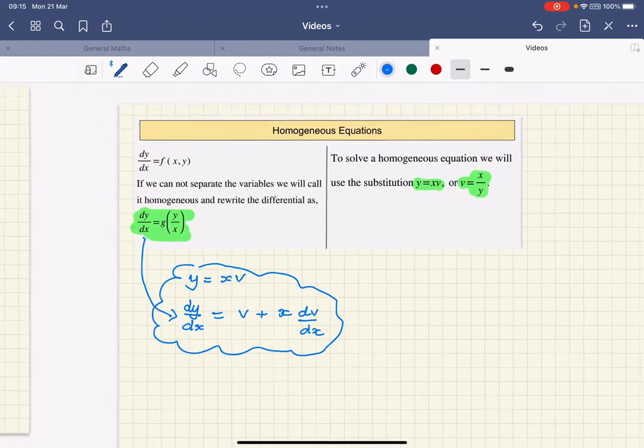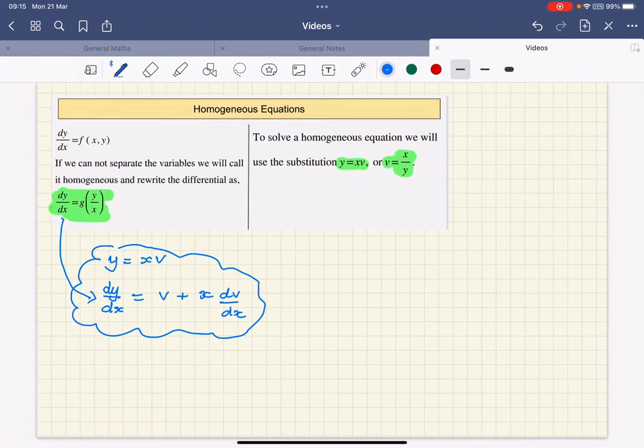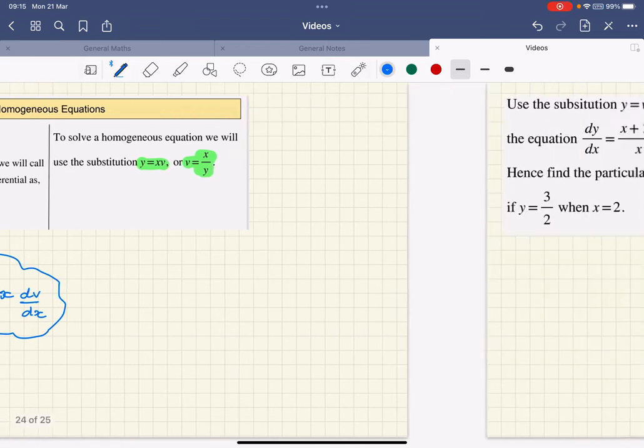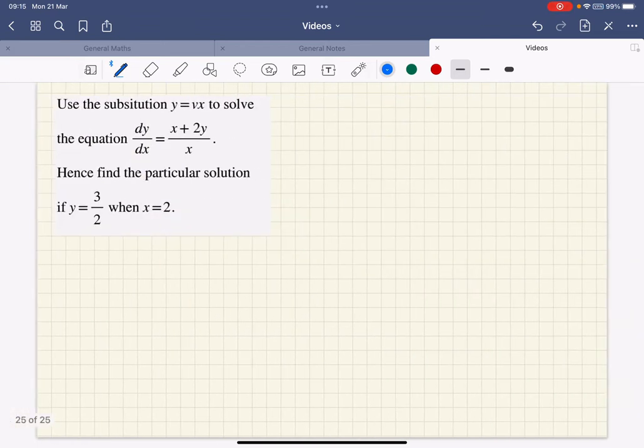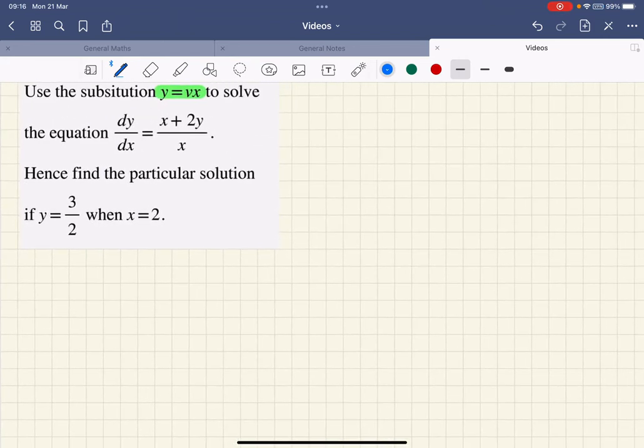Now it probably looks a little bit complicated at the beginning. One example and we'll be able to show how it works. Now these questions can be long, but they're not too complicated if we just follow through all the rules. So we can see that they've given us this substitution. We can see we've got dy by dx. Now the first thing I'm going to do is rearrange that so it's in the form of a homogeneous equation.